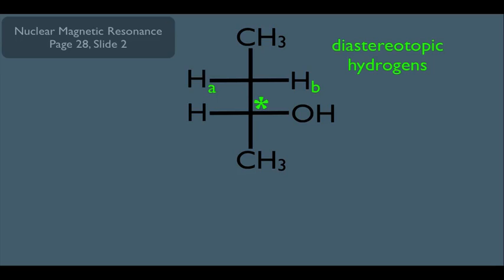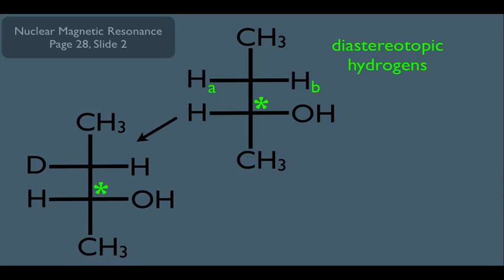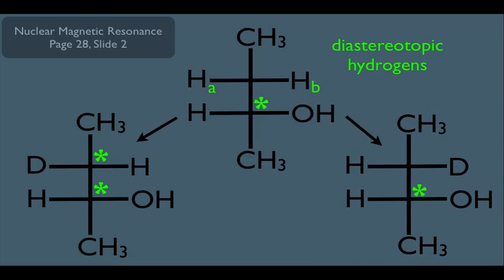Let me show you what I mean by that. Let's say we replace the A hydrogen with deuterium, you would end up with this molecule right here. Notice in the process we created a new asymmetric center here. Let's now replace the B hydrogen with the deuterium, and if you did that, you would end up with this molecule. Again, we create another asymmetric center.